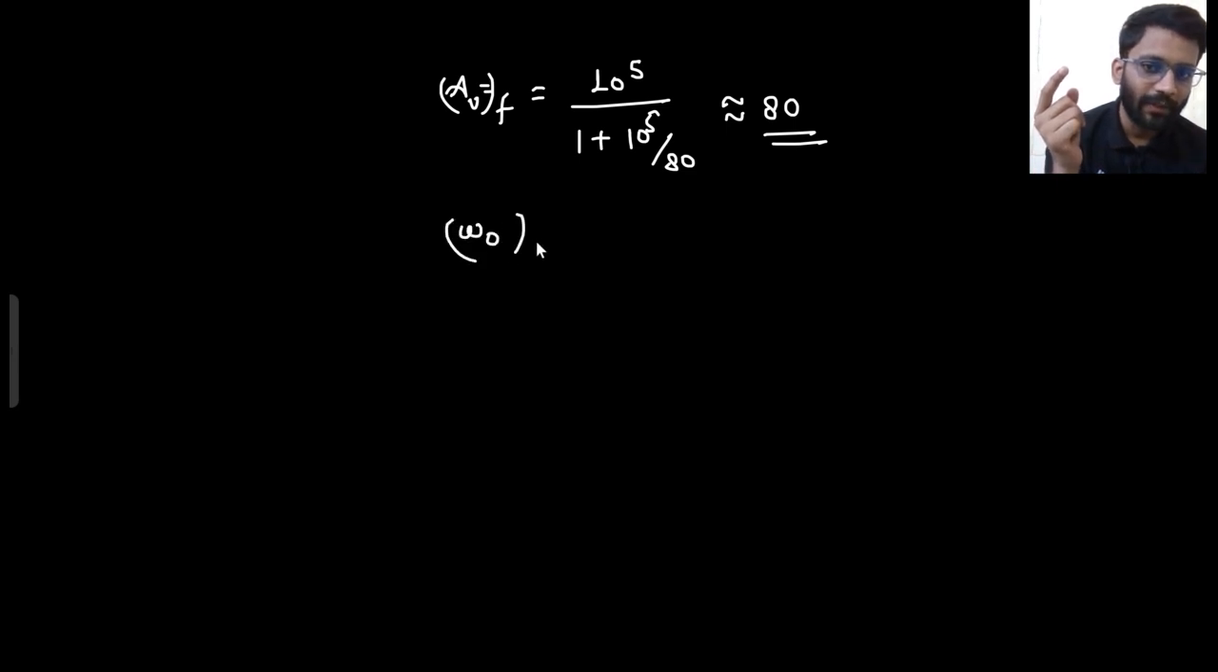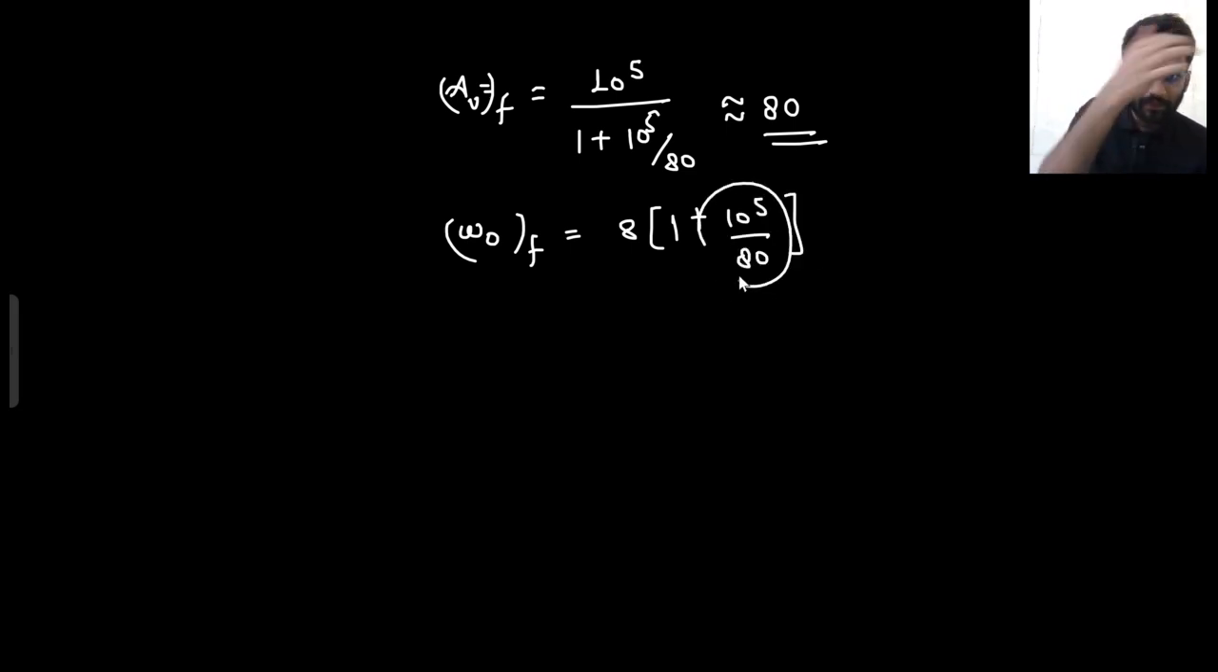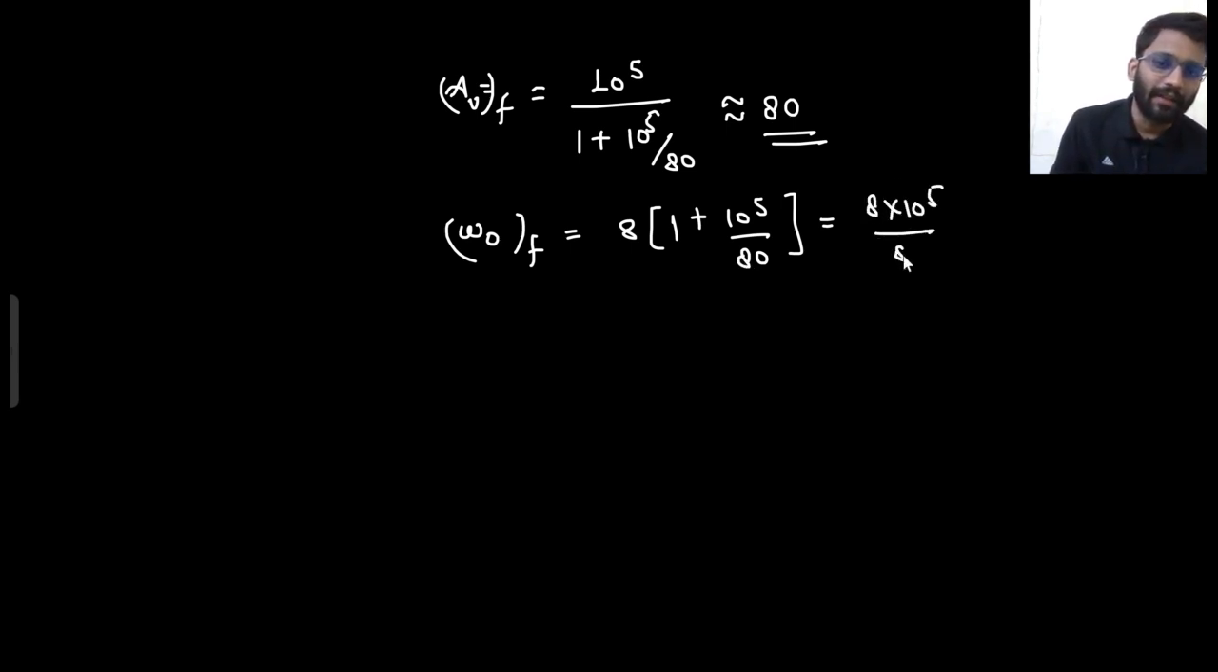Omega naught with feedback, that would be equals to, what was the initial bandwidth? 8 hertz into 1 plus a beta, 10 to the power 5 by 80. Again this value is very larger than 1. Then this bandwidth will become 8 into 10 to the power 5 by 80. So it would be 10 kilohertz. So your new bandwidth is 10 kilohertz and gain is 80.